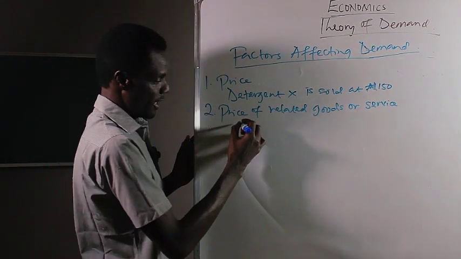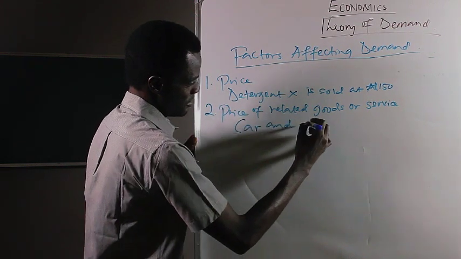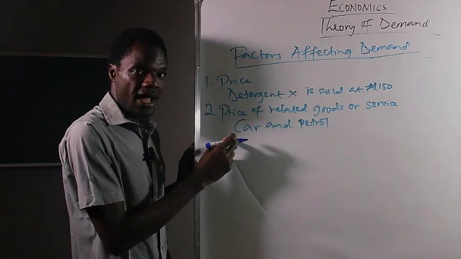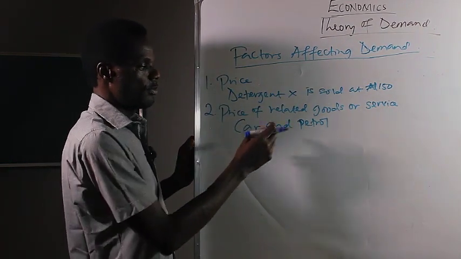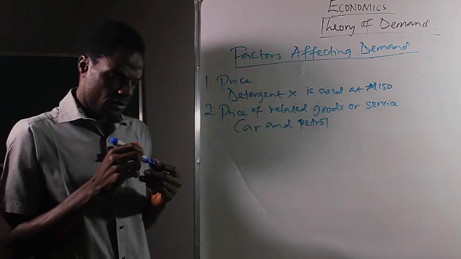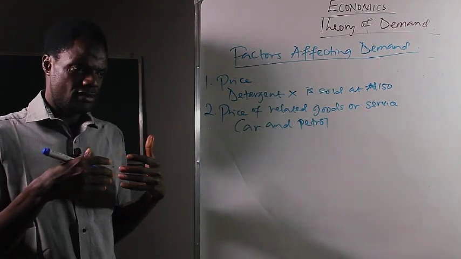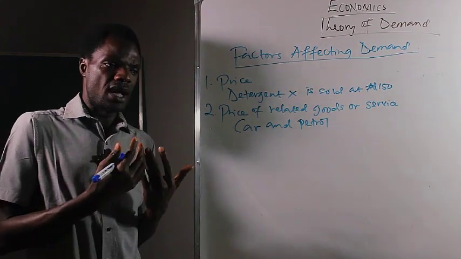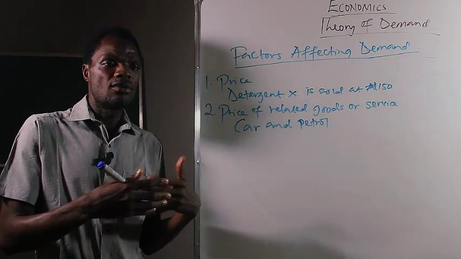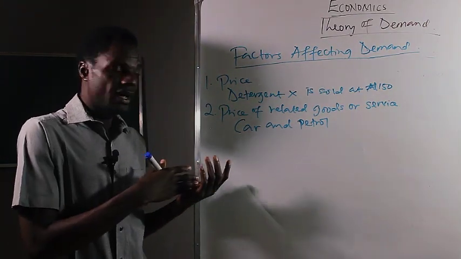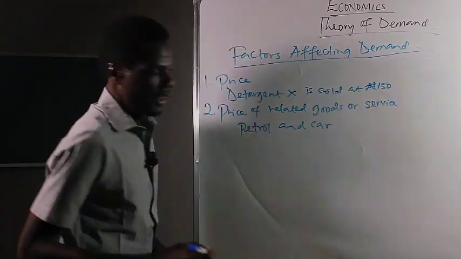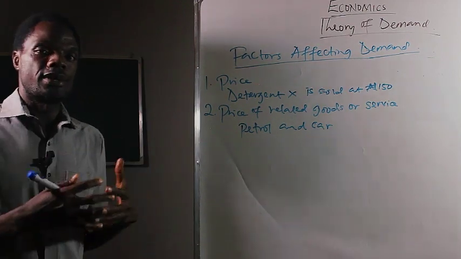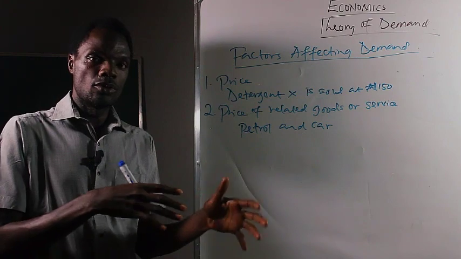For example, in the case of car and petrol. So the price of car will definitely influence the demand for petrol. Now, if a car is being sold at 2 million naira, for example, those that wish to have a car may say, oh, the price is increasing, so why will we buy it? So when they do not buy the car, they will not even go ahead to buy the petrol.